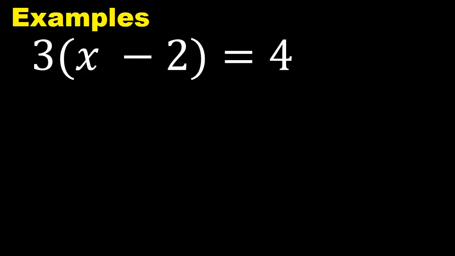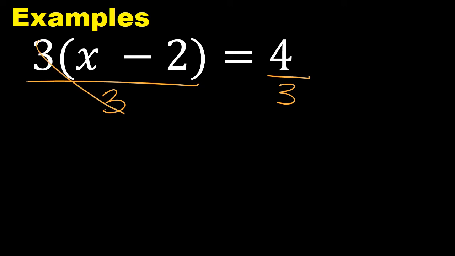So here's another case. For this one, you can solve it 2 ways. You can do the distributive property, so you can do 3 times x minus 3 times 2 gives me 6. But in this case, there's something unique that I can do with this problem. I can go ahead and divide both sides by 3. The 3's cancel out on the left side, leaving me with x minus 2 is equal to 4/3.